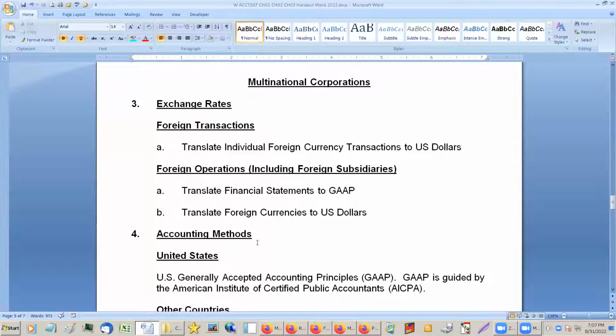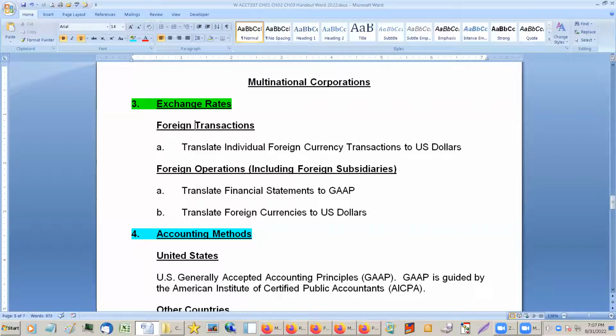So just so you know, when we talk about these international transactions, we run into two different problems: the exchange rates and the accounting methods. Foreign exchange rates: all countries have their own currency, or most of them do. The only real exception to that is the European Union. They have euros, but some of them still have their own currency, at least they used to. So anyway, the foreign currency exchange rate.